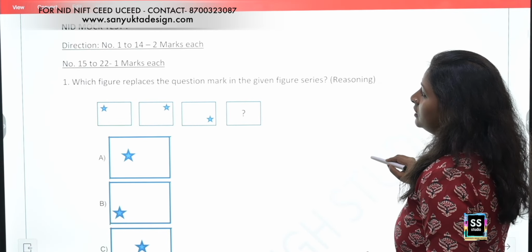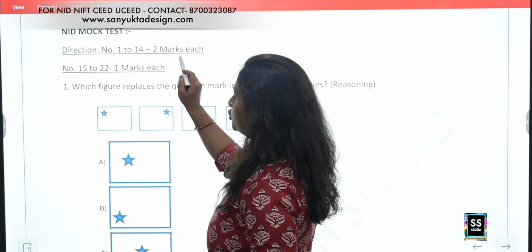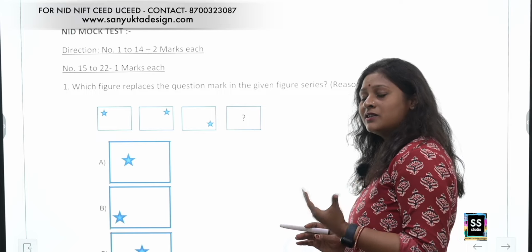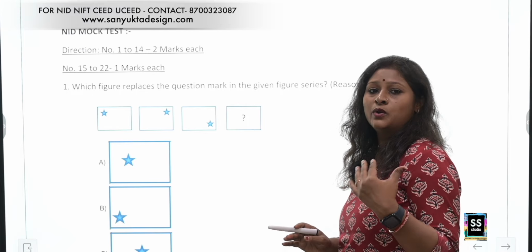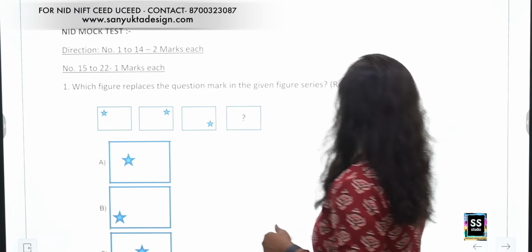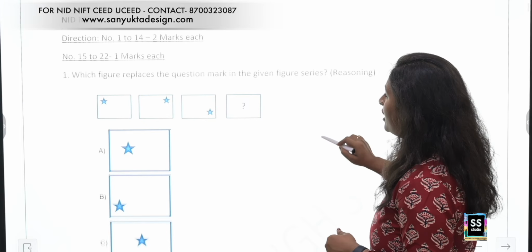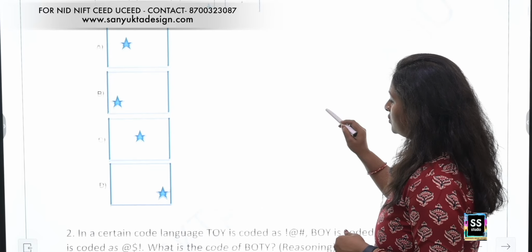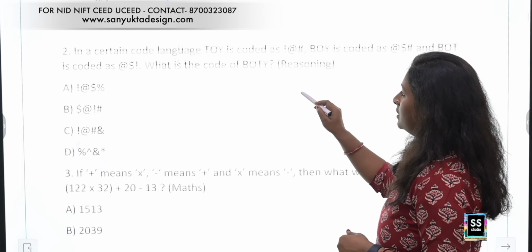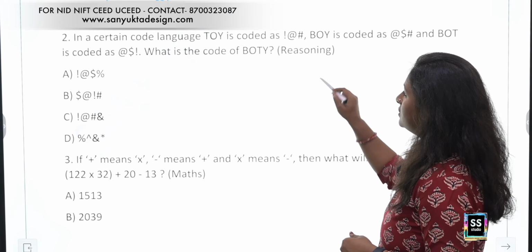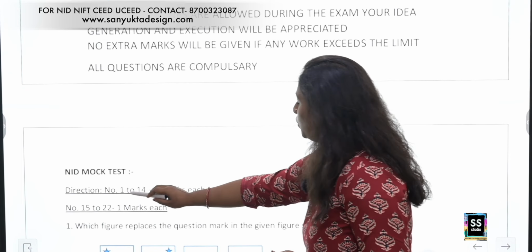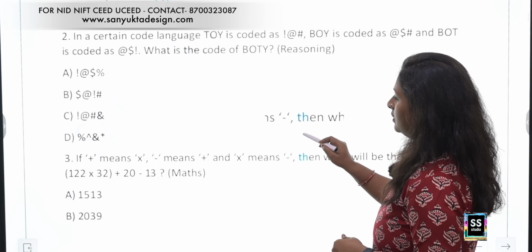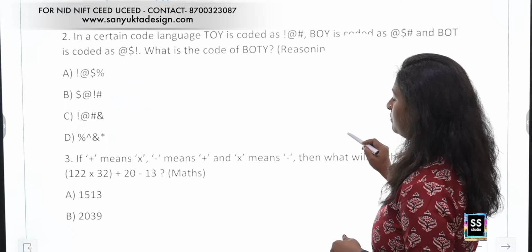So you can see question number 1 to 14 is of 2 marks. This was highly based on the papers which were asked in 2022, 2021, and see, this question is based on reasoning. So I have marked each and every question. You can solve these questions and let us know on our Instagram. This is the second question, again based on reasoning, and as I have said, questions 1 to 14 are of 2 marks. So yes, you can see the third question, which is again based on maths.